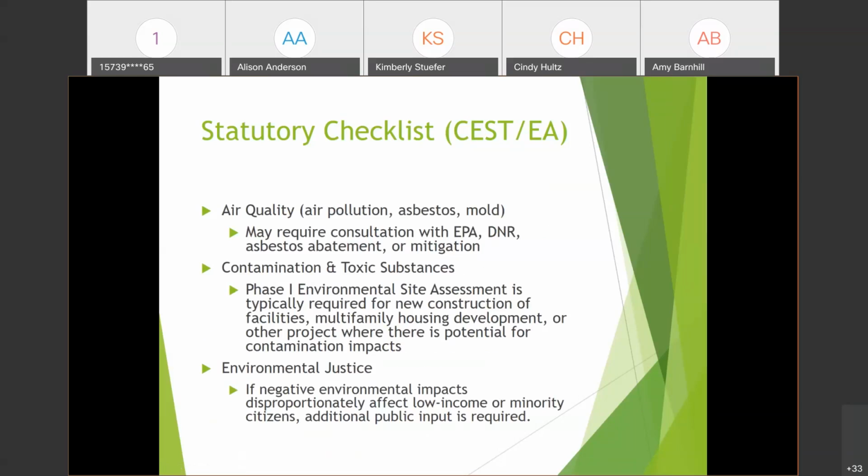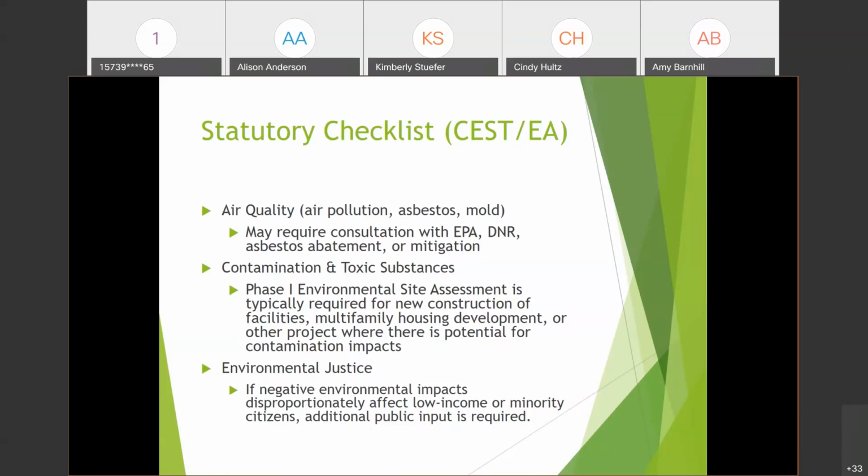Air quality, this is where you're looking at air pollution and asbestos and mold, and you're going to be documenting the project area's attainment status, which is available on the EPA website, and if necessary, correspondence with DNR.